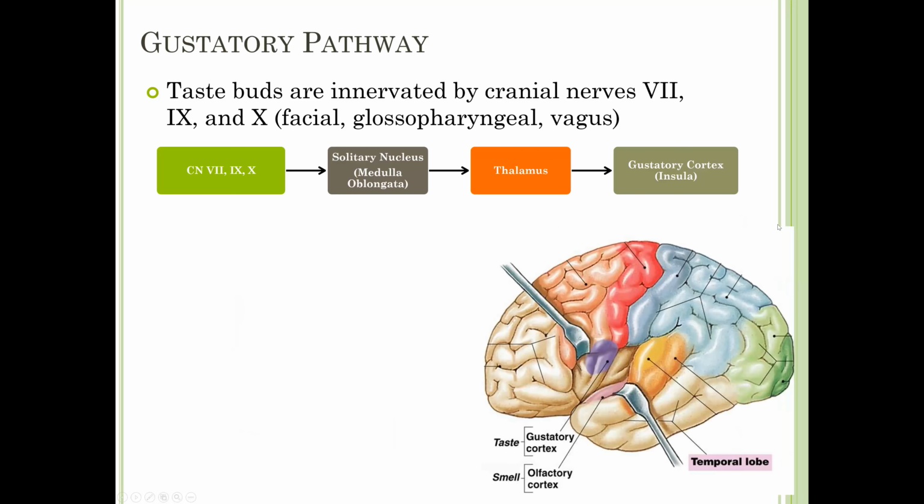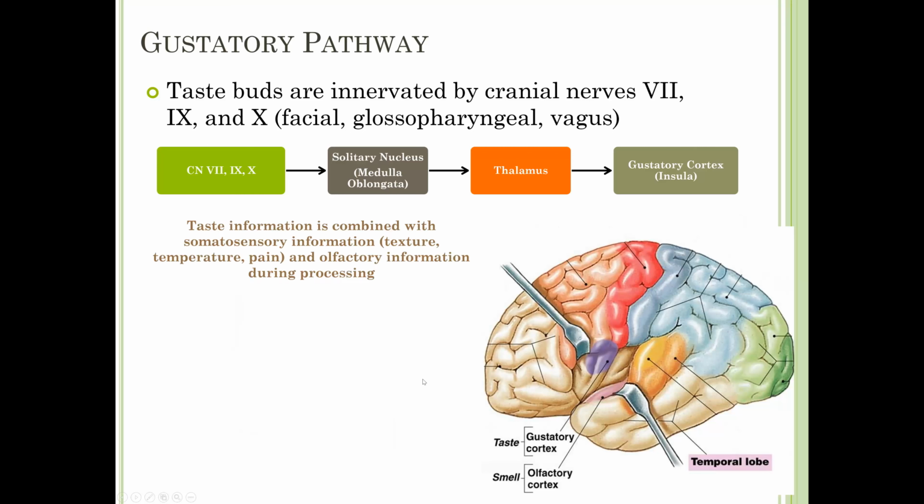If you remember from last semester, to see the gustatory cortex, we have to lift up the frontal cortex and the lateral cortex to look at the insula underneath. And while we're looking at this picture, we can also see the olfactory cortex that is on the temporal lobe that we talked about in the last section.